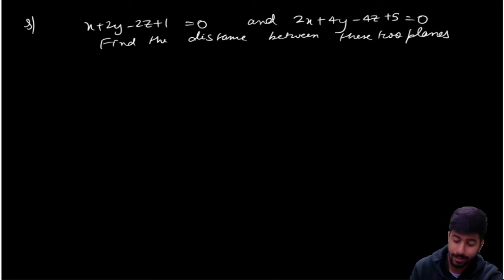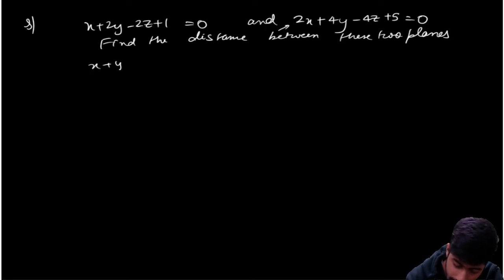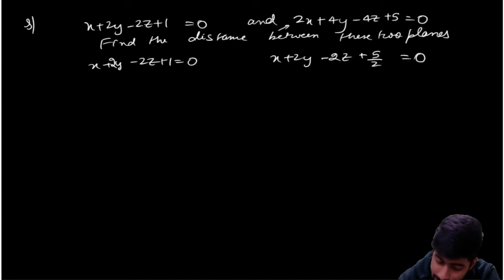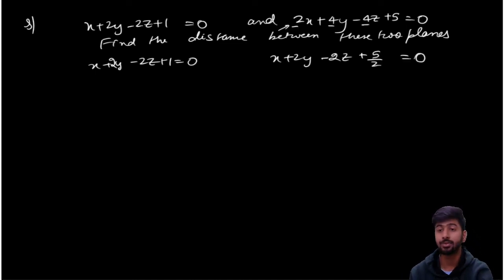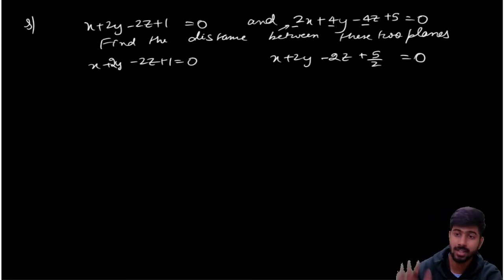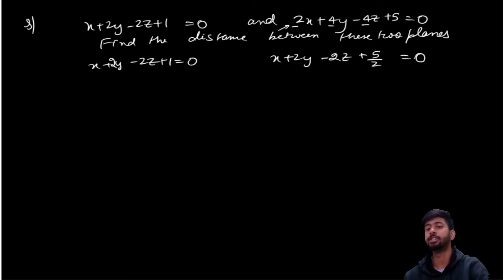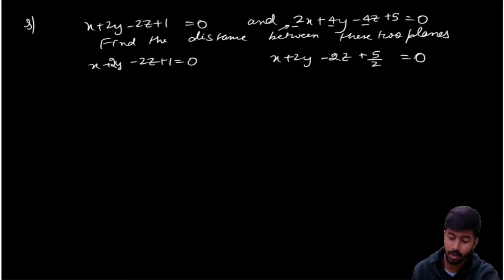No, they have the same drs, because you can write the first plane as x plus 2y minus 2z plus 1 equal to 0. And the second plane can be written as x plus 2y minus 2z plus 5 by 2 equal to 0. So you can obviously reduce 2, 4, minus 4 to the simplest ratio of 1, 2, minus 2, right? The drs should always be written in the simplest ratio. So these two planes are obviously parallel.